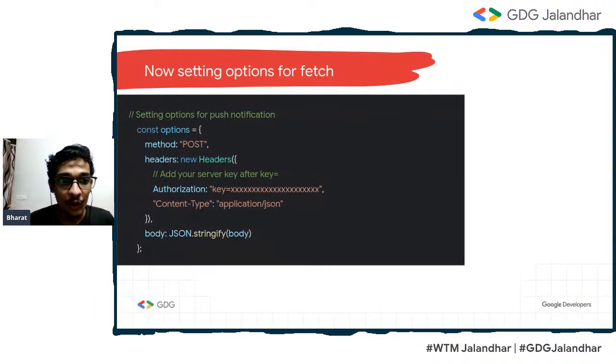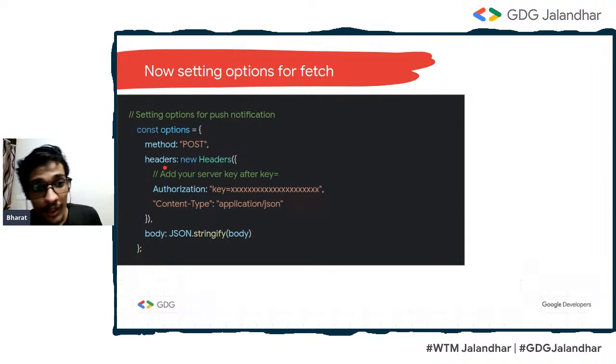After that, we are creating the options. As I already showed you, fetch requires two things. The first one is the URL. The second one is options. So we are creating that options object. The options object has some keys. The first one is method, which is obviously the POST method. We are using the Firebase REST APIs. And after that, we are sending some headers.